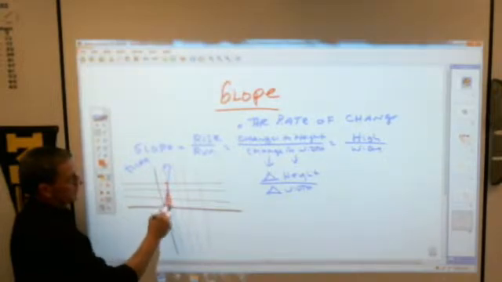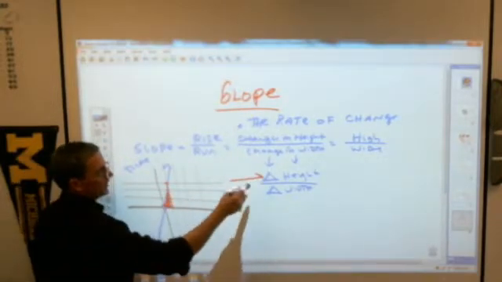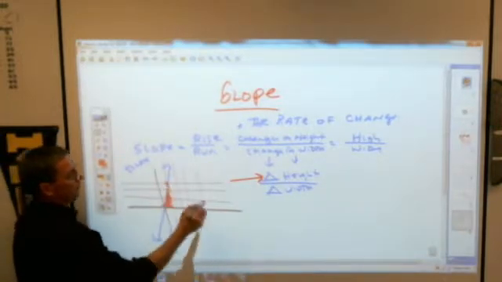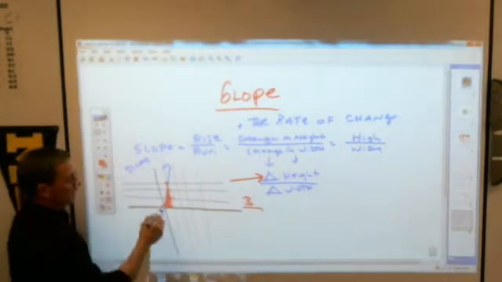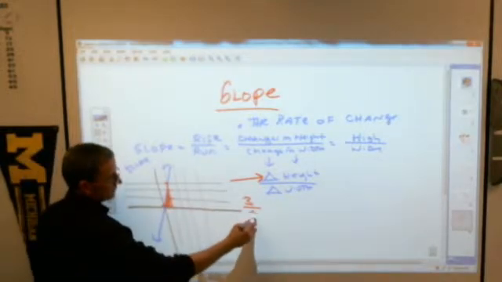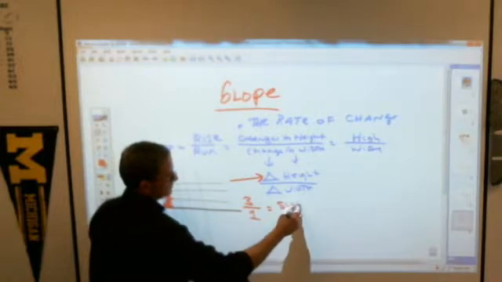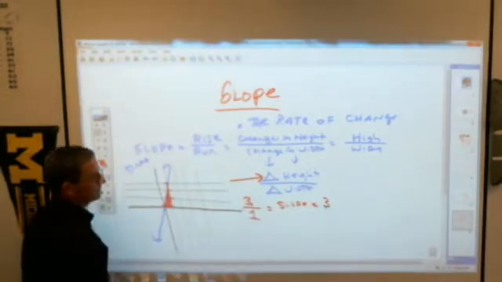And like I said, slope is change in the height, which just means how high. How high is this triangle? 1, 2, 3 high. Over how wide is this triangle? Just 1. This has a slope of 3.